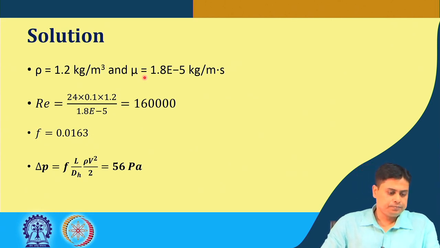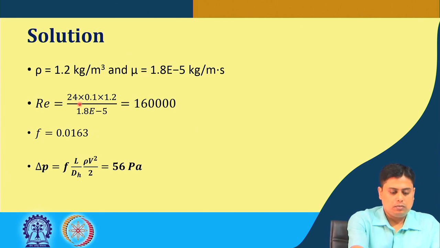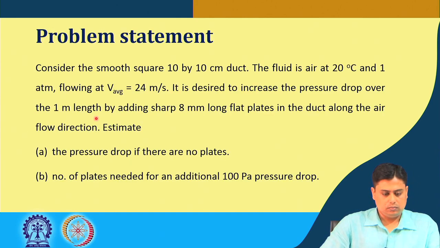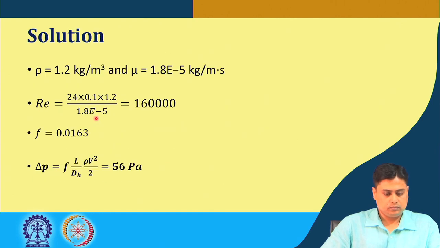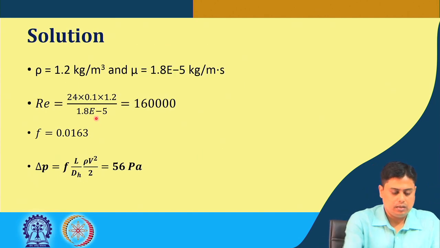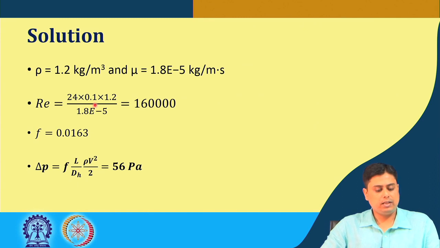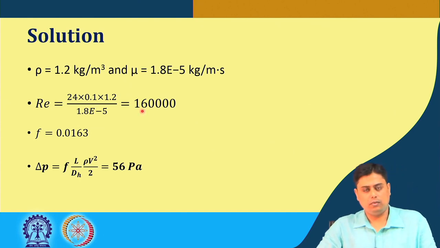How do we do that? We find that this is the Reynolds number. After replacing the numerics here, we see that the Reynolds number is more than whatever is required for laminar flow. Okay. So, which means the flow is turbulent.